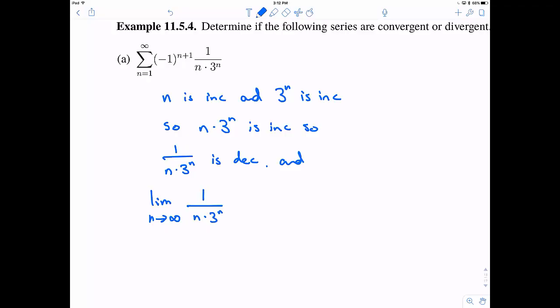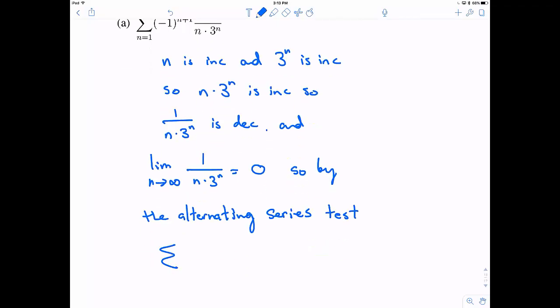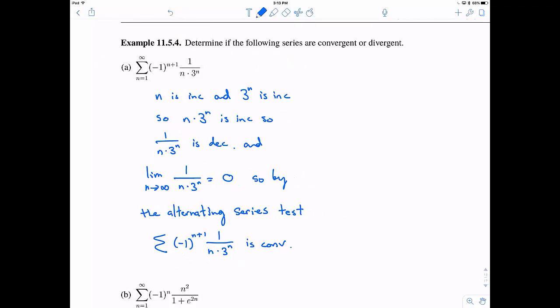All right, so we have decreasing, and in fact, the limit of 1 over n times 3 to the n, well, this will get really close to 0. Right? Because as n gets very large, 1 over n would head towards 0, and same thing, 1 over 3 to the n would also head towards 0. So by properties of limits, we know that this will head towards 0. So now, by the alternating series test, we know that our alternating series converges. So that is, the series of negative 1 raised to the n plus 1 power times 1 over n times 3 to the n is convergent.